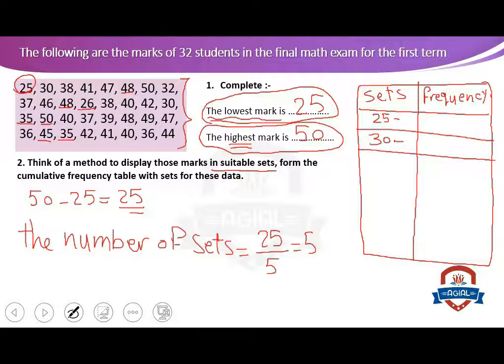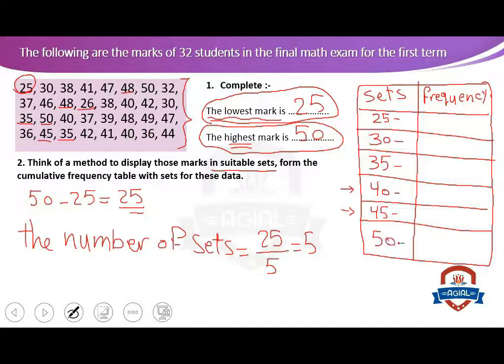So we have to put the marks from 25 to less than 30 in the first set, and from 30 to less than 35 in this set. The set starts from 35 to less than 40, and in this set we have from 40 to less than 45, and in this set we have from 45 to less than 50. So we formed our cumulative frequency table with sets. Now we need to write the number of frequencies. So we have to collect these data.